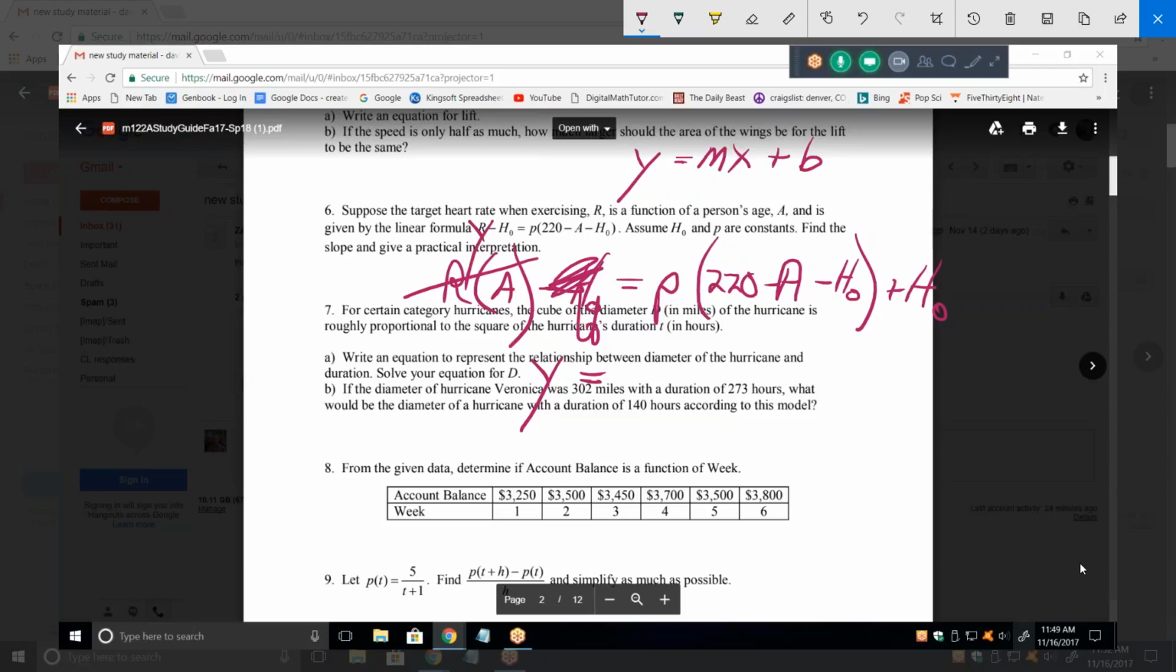So what's the next thing I need to do? Distribute the p. Yeah. So what does that give me? 220 p, which is a number. P is not a variable. Minus a p. Let's put the a there because that's like x. And then minus p h of, or the h.